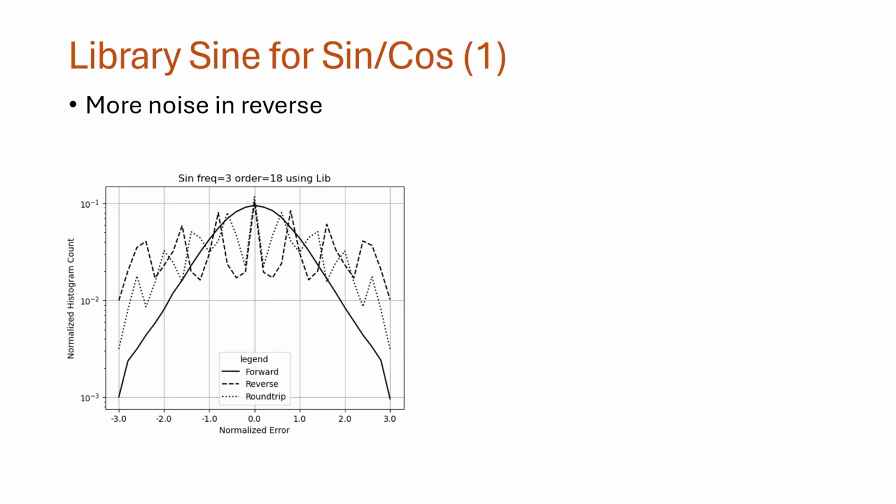Now, we can repeat the same procedure using library sine and cosine. We know the library sine has much more noise. We can see that for the forward, it's still close to a normal distribution, but for the reverse, we see a much more structured error distribution, right? And this is consistent with the reverse transformation being more sensitive to the numerical errors in the library function.